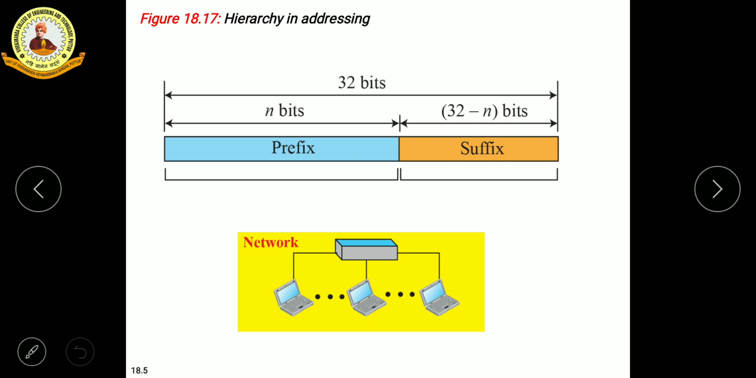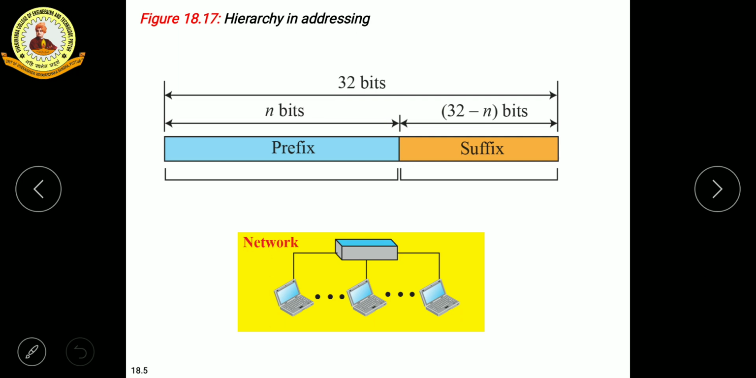Similarly, a 32-bit IP address is also hierarchical. It is divided into 2 parts. The first part is called the prefix and the second part is called the suffix. So totally 32 bits will be there. Here, n bits are called the prefix, and the remaining bits, that is 32 minus n bits, are called the suffix bits. So you have 2 levels of hierarchy in IPv4 addressing, that is prefix and suffix. The first part is called the prefix, and the second part is called the suffix.